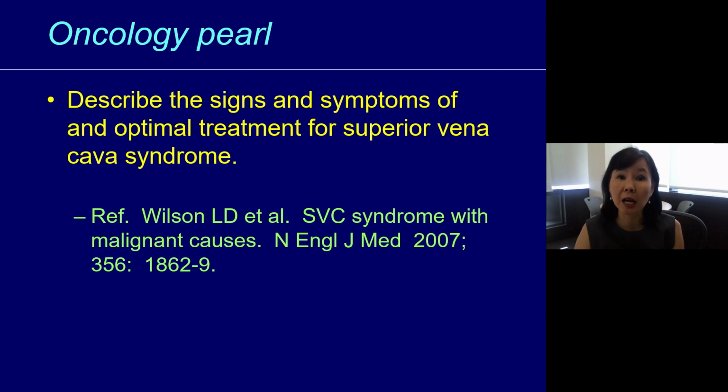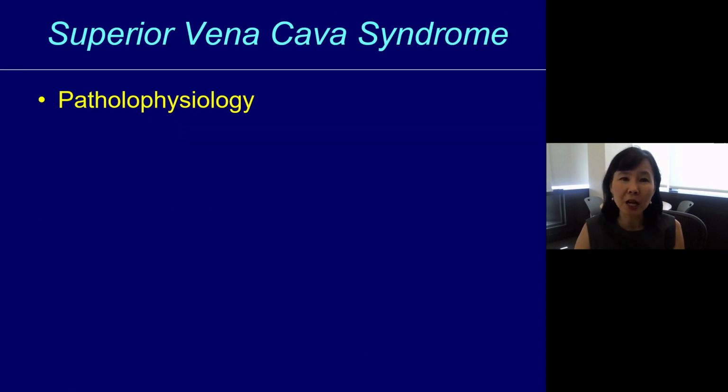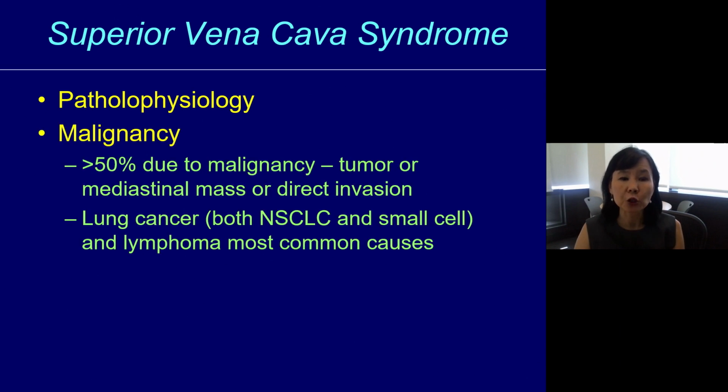So the point of this oncology pearl is to describe the signs and symptoms and optimal treatment for superior vena cava syndrome. The pathophysiology is important. It used to be that when I gave this talk, it was really malignancy. Greater than 50% are still due to malignancy, which is basically either tumor or mediastinal mass or direct invasion. Lung cancer, both non-small cell and small cell lung cancer, and lymphoma are the most common causes.